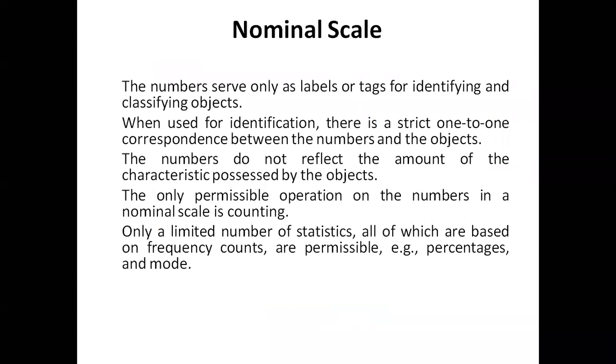First, nominal scale. The numbers serve only as labels or tags for identifying and classifying objects. When used for identification, there is a strict one-to-one correspondence between the numbers and the objects. The numbers do not reflect the amount of characteristic possessed by the objects. So in every class, I used to take attendance: roll number 1, roll number 2, roll number 3. This is nothing but the nominal scale that I was using when your classes were running. So what is this roll number? 1, 2. These are just used for identification purposes.